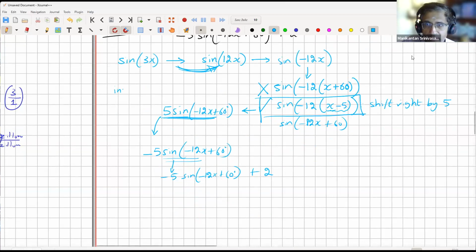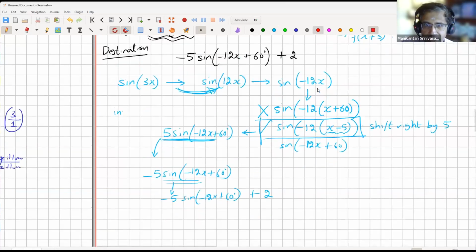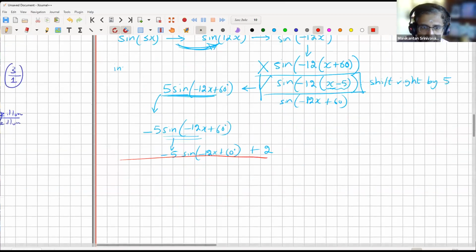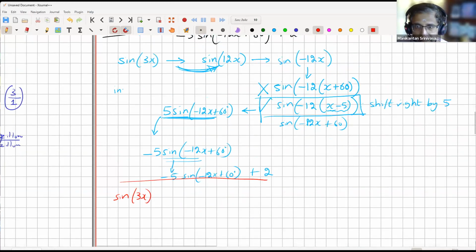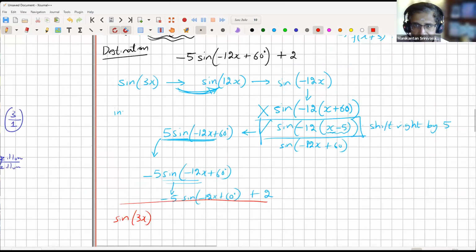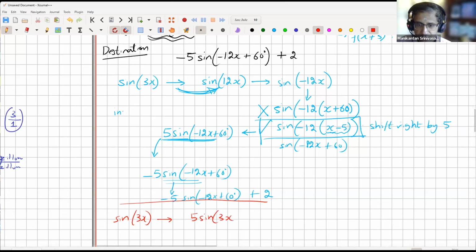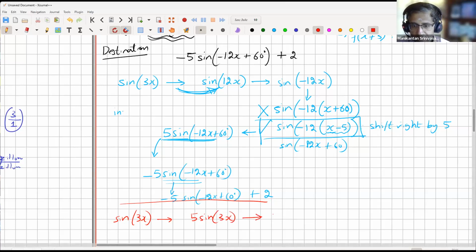Now, this is not the only path by which I could have got there. So for example, let me traverse through another path to arrive at the same thing. I start with the same sine 3x. My destination is still the same, but I can choose to travel a different path this time. So this time, I will go to 5 times sine 3x first.